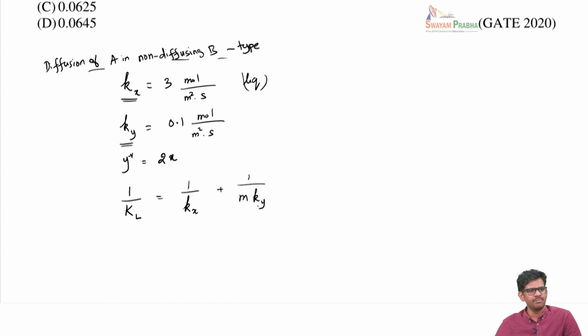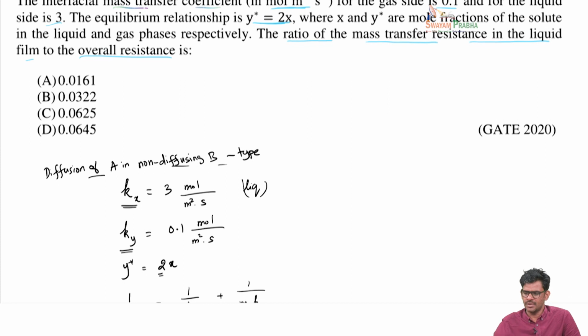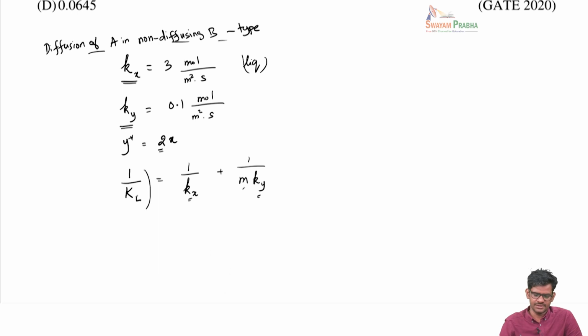Here we have used M prime, M double prime, but that's only for cases where the equilibrium line is curved with different slopes. This problem is much simpler, with equal slope across the range of concentration. So M prime, M double prime are actually equal. So I'm going to use just M, and the value of M is 2. Kx is known, M is known, Ky is also known. Okay, so we can just substitute and then get KL. Now the question asked here is, what is the ratio of mass transfer resistance in the liquid film to the overall resistance? So this is basically the overall resistance.